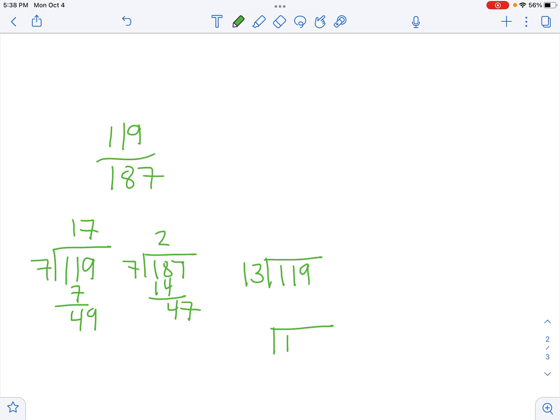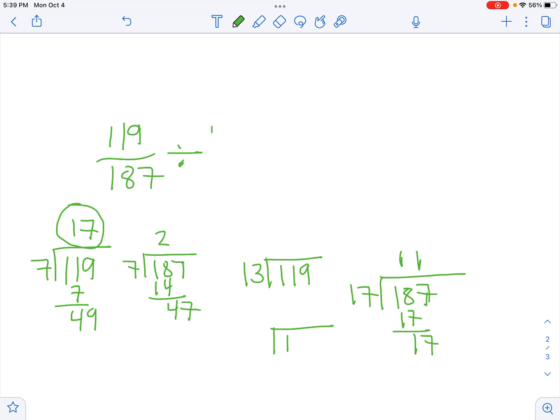So 119 divided by 17. Oh, actually, we didn't even have to do this. We know that 17 is a factor, because when we divided 119 by 7, we got 17. Nice. So we know we can divide 119 by 17. Let's see if we can divide 187 by 17. So 17 goes into 18 once. Subtract, you get 1. Bring down the 7. 17 goes into 17 once. Nice. Goes in 11 times.